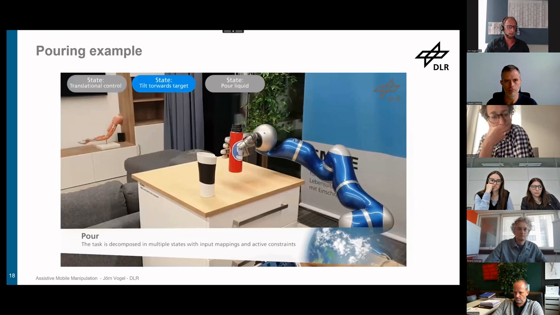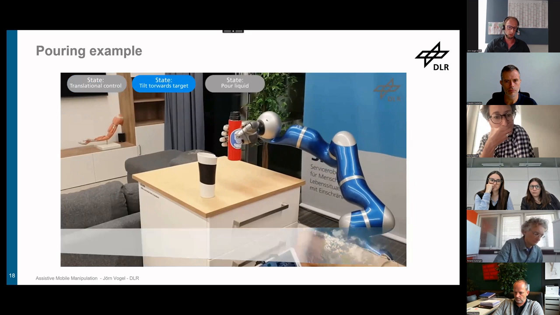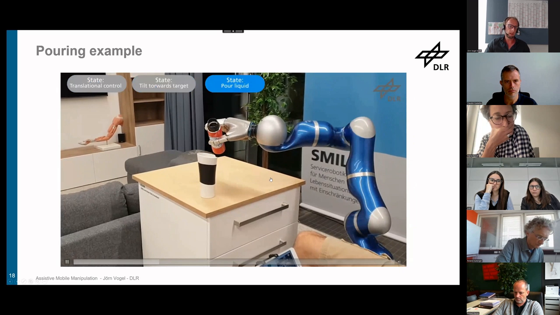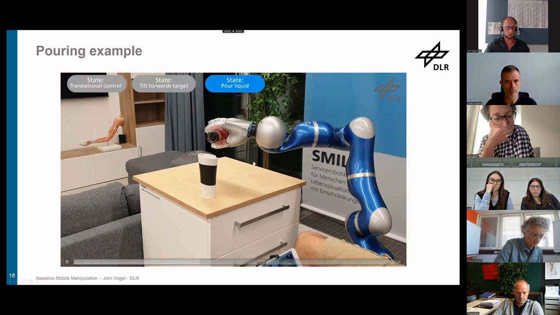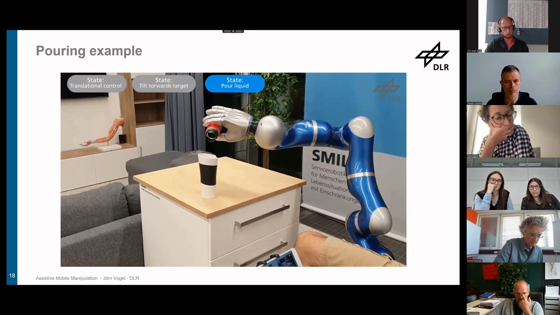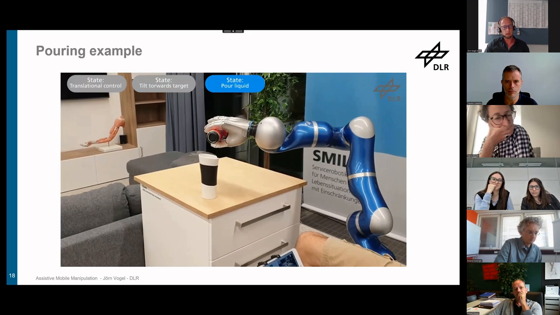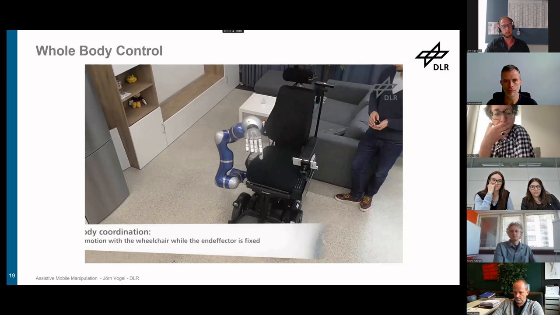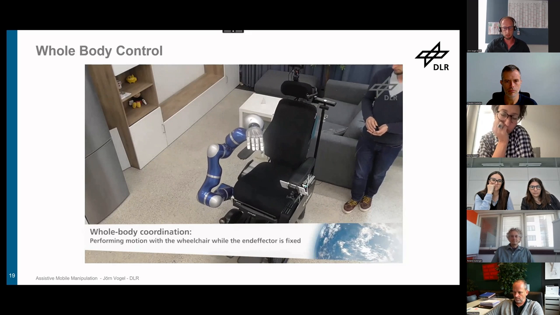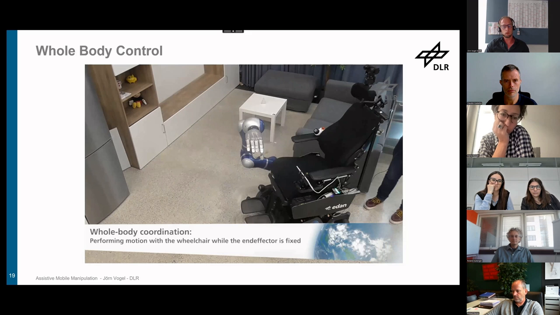Or as in the pouring example, when you then move with the bottle toward the mug, in one state the bottle gets tilted from this constraint that I described. And then in the next state, the input mapping now allows for control around the tip of the bottle to precisely control the pouring amount and to select how much to rotate the bottle. And with this concept, we can do activities of daily living, and we extended this a bit to also include the degrees of freedom of the wheelchair into this control scheme.